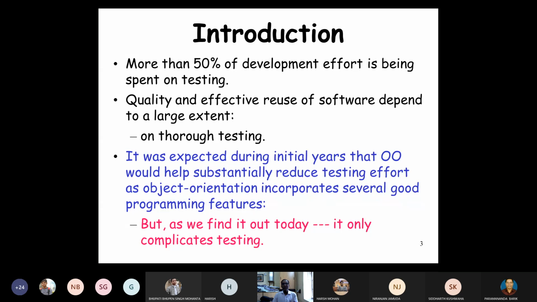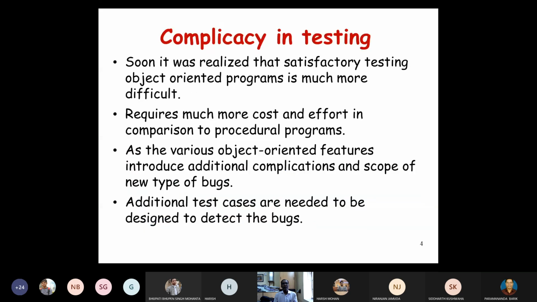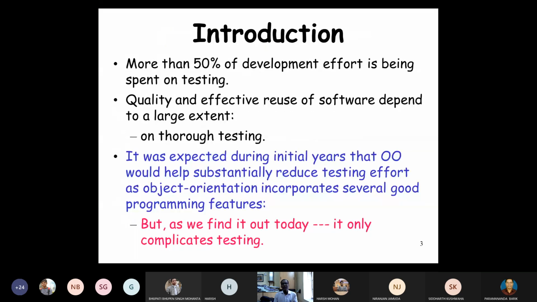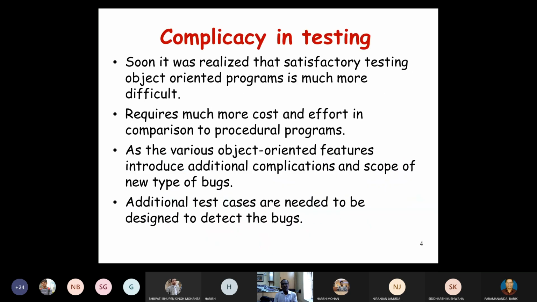So let's see the reasons why testing of object-oriented software has become a huge problem nowadays. What are the challenges? What are the issues? What are the difficulties? Let's see first the complexity in testing. As I told you, initially it was thought that due to the presence of these object-oriented features, testing object-oriented programs would be much easier, requiring less time, cost, and effort. But later on it was proved wrong. These are only making the life of the tester more difficult. Soon it was realized that satisfactory testing of object-oriented programs is much more difficult than that of procedure-oriented programs.